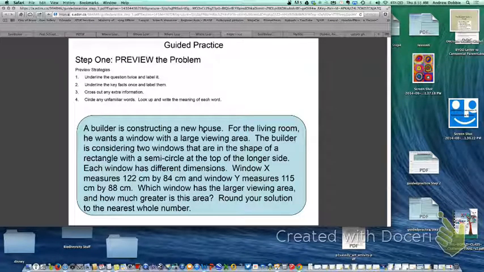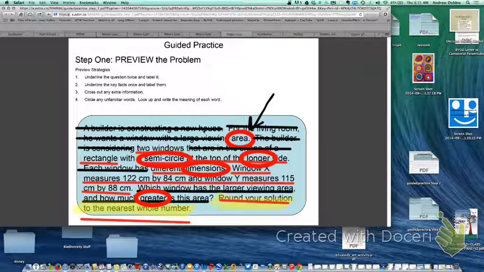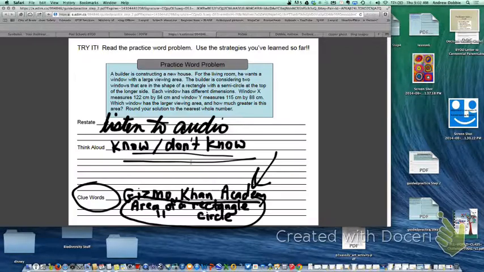So for step one, we deconstructed the problem and we identified all the key information, circling it, double underlining the question, remembering that rounding your solution to the nearest whole number was important, and then we crossed out all unnecessary information. So the next thing involved identifying what we know and what we don't know, as well as researching information associated with the clue words. So using Gizmos, Khan Academy, YouTube, any other online resources or book resources we can find to help us better understand the key math words in the question.